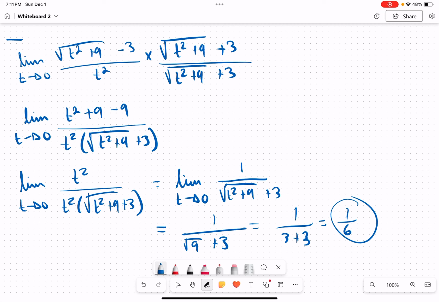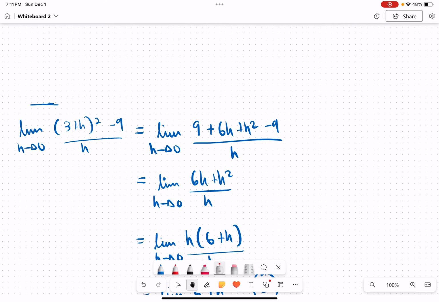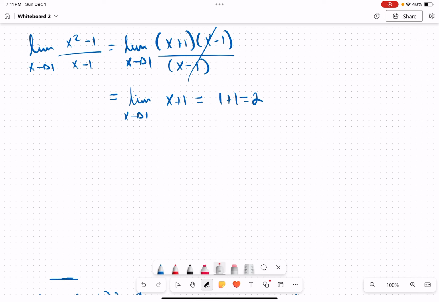So what we did for the third one was we multiplied by the conjugate because we saw a root. In the second one, we just expanded. And in the first one, we factored. So those are 3 common limits that you will see in the AP Calculus exam.